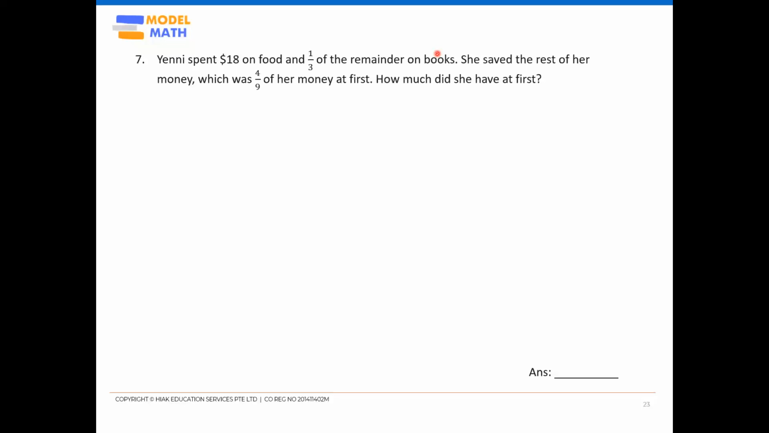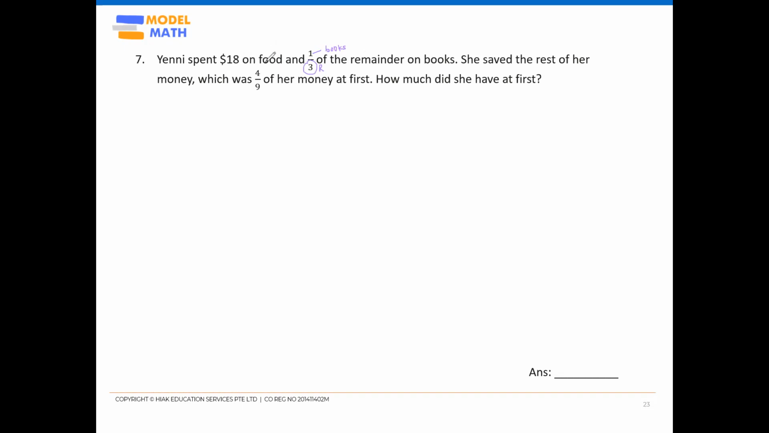Okay, so let's understand the significance of the numerator and the denominator first. This numerator here will be on the books because she spent 1 unit on books. And these 3 units, does it refer to my total or does it refer to my remainder? It's really the comprehension of this phrase here: 1 out of 3 of the remainder on books. If they say "of the remainder", it means your 3 units here represents your remainder.